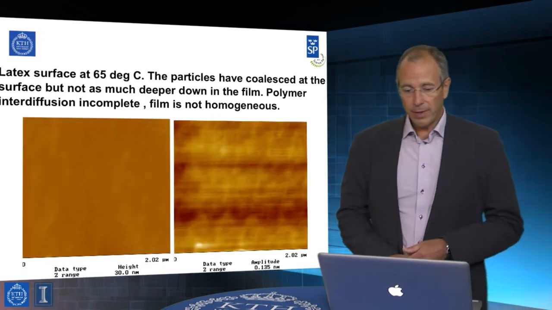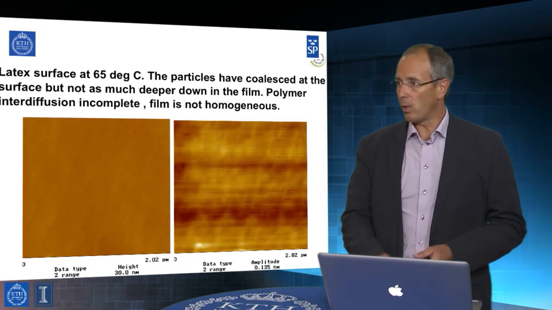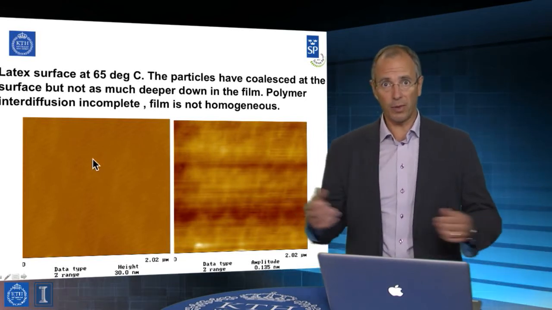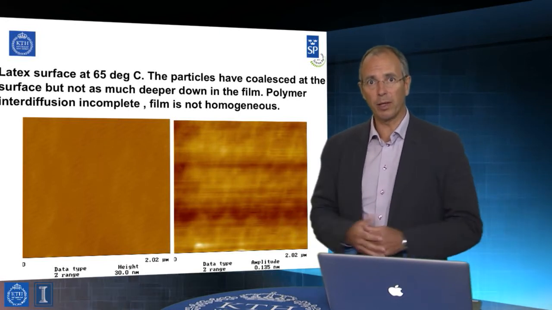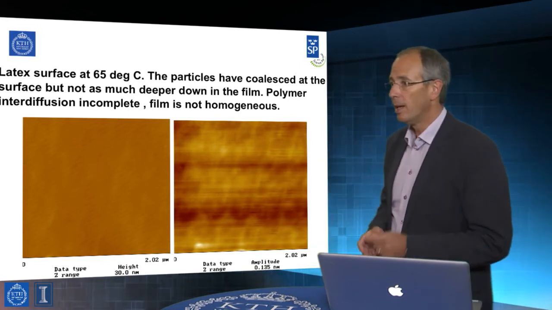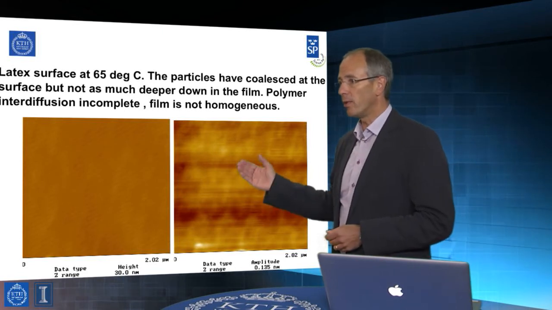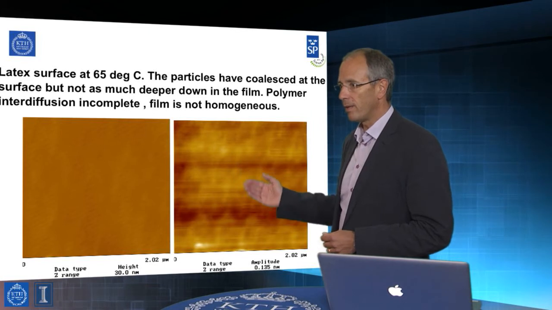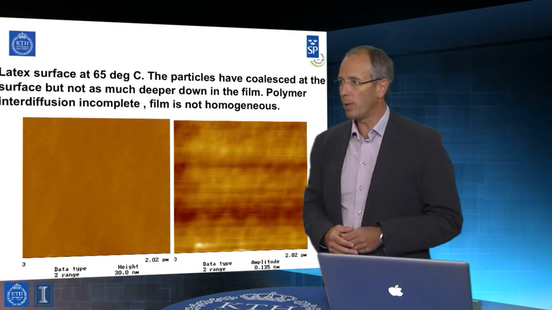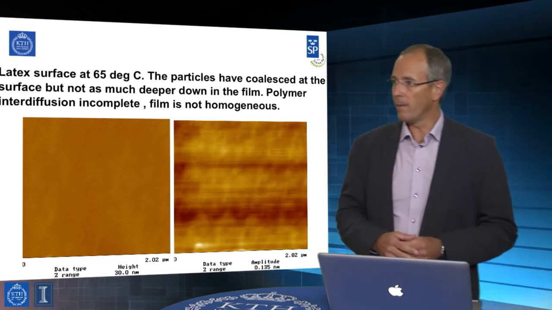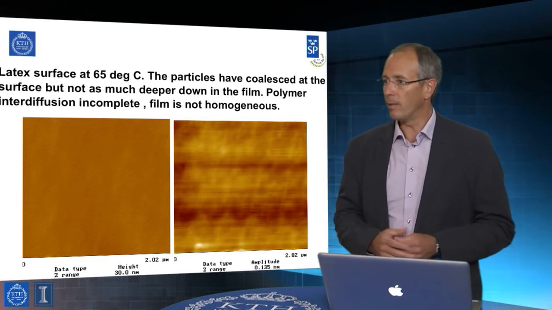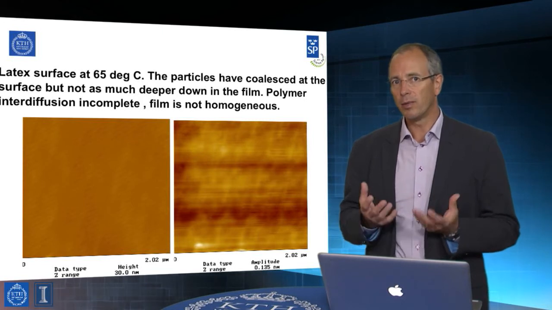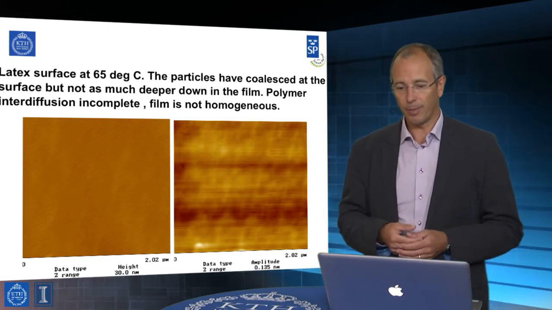At 65 degrees, we see that the height image is now quite smooth, which tends to suggest to us that we've fused the particles and we've got a nice homogeneous film. But this is actually where the force modulation reveals more information. You can see that the structure is still just basically visible. You can still see individual particles and joins between the different regimes. So that indicates that while we may have on the surface got fusion, just below the surface the polymer hasn't completely fused.